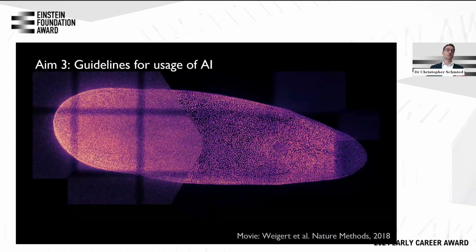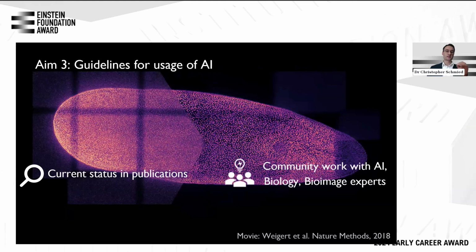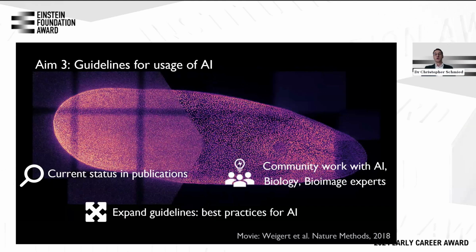What we want to do is to apply or establish the process to this research quality problem. We will review the current status in publications. We will address different affected communities to form a strong team, which will then expand the existing guidelines to establish best practices for using AI in processing and generating images.